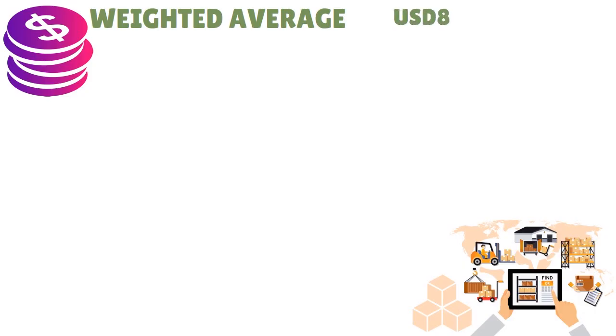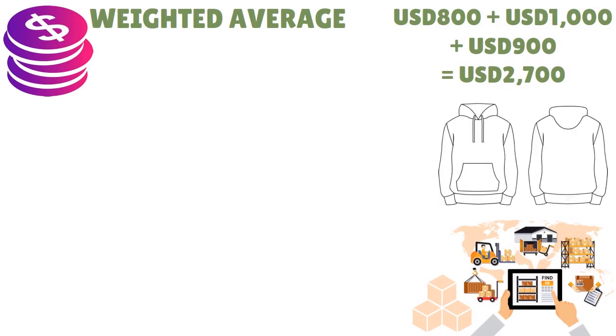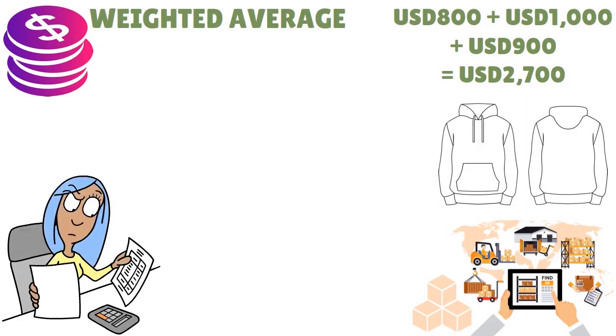Basically you have $800 plus $1,000 plus $900. Remember, $800 because you bought 100 hoodies at $8, 100 hoodies at $10, and 100 hoodies at $9. That's how you got 800 plus 1,000 plus $900. So the total cost is $2,700. You would then divide your total monthly inventory cost by your total inventory count for the same period.